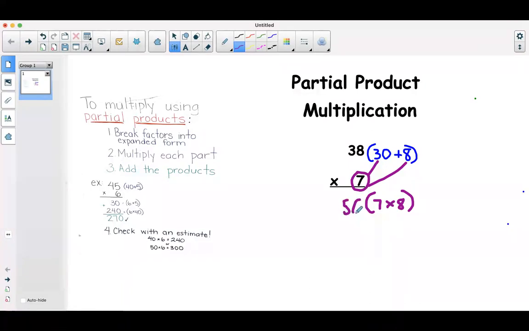And to the best of my ability, I am going to try to line up those digits. My 6 is in the ones place, so I'm going to line it up with the ones in my original problem. My 5 is in the tens place, so I'm going to line it up with the tens.